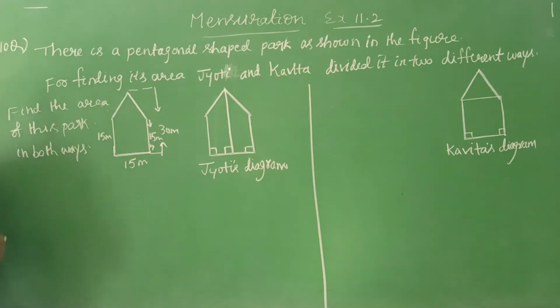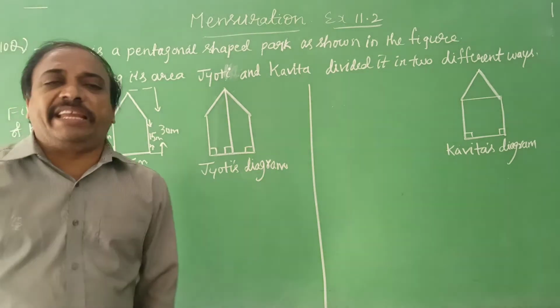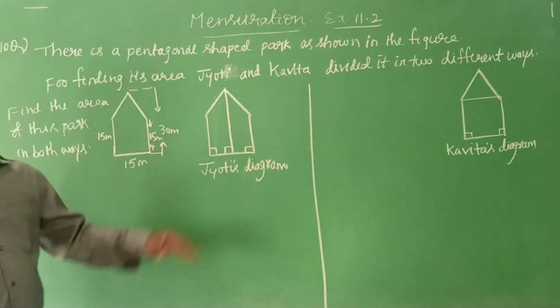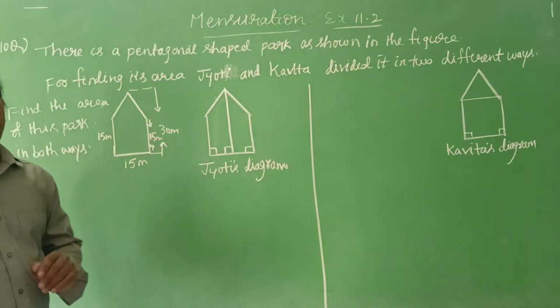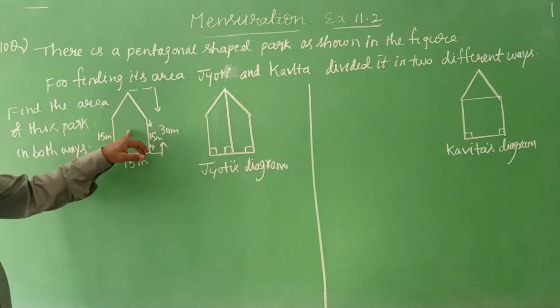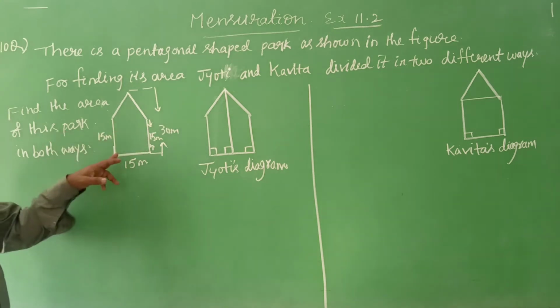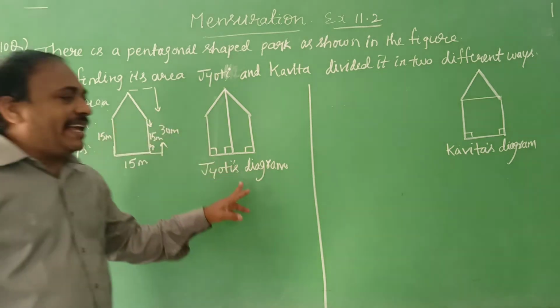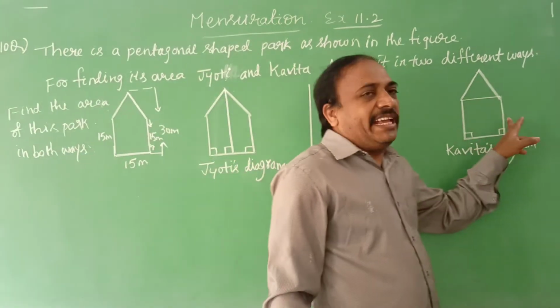And even we can suggest, can you suggest any other method, any other shape for this? That you have to think. Now here this is the shape. You have to find out its area. This is the original shape. And Jyoti is trying in this way. Kavita is trying in this way.